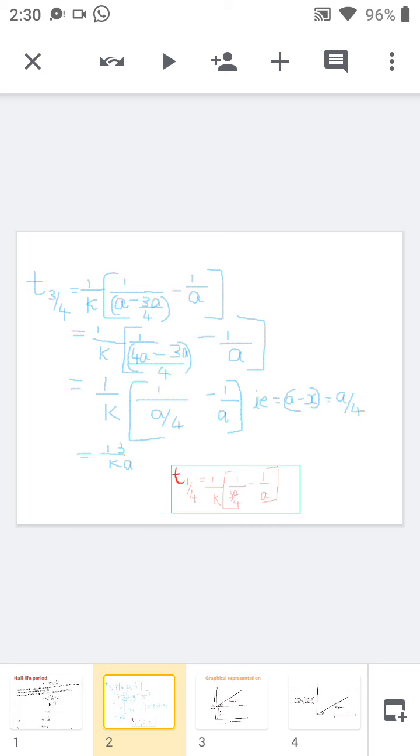So for t 1/4, we have to substitute x = a/4, so a − x becomes 3a/4. Okay, so the problem of t 3/4 and t 1/4 is very important. So you should note that instead of a − x, for t 3/4 we have to substitute a/4, and for t 1/4 we have to substitute 3a/4.